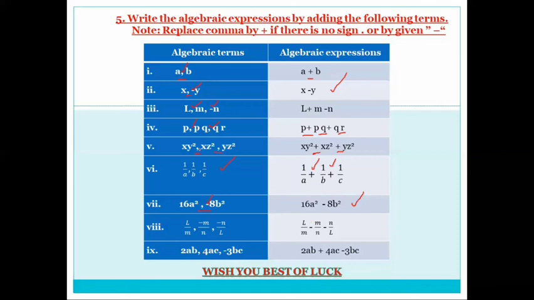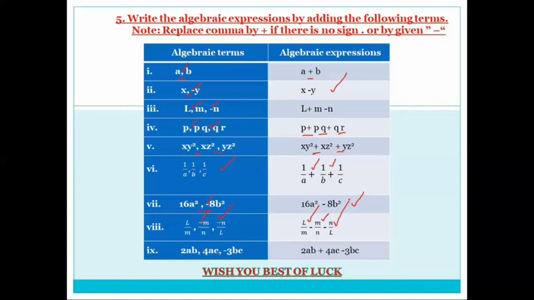Here no sign means plus. Here no sign means plus. Here no sign means plus. Here will also be plus. And here will be minus because it is given in the question. And in this seventh part, minus is given. So that's why we will write here l over n minus m over n, because minus is introduced by the term here, minus n over l.